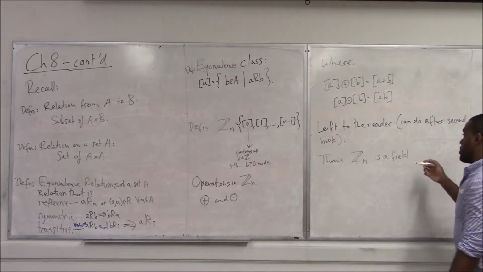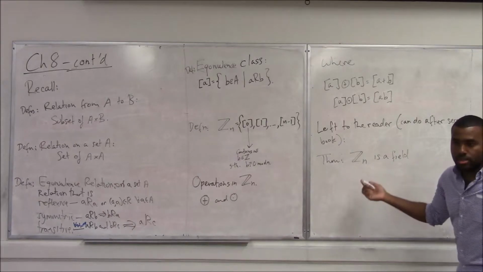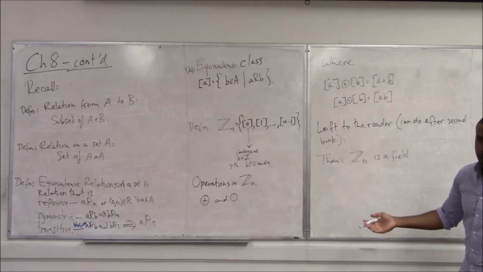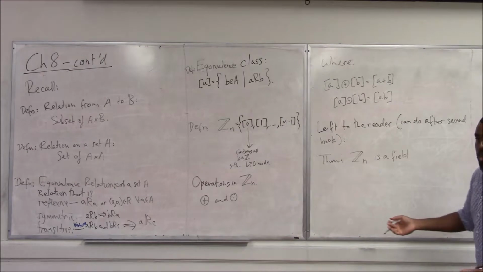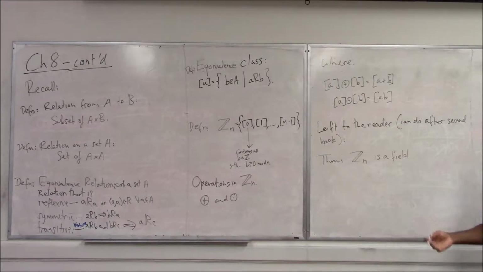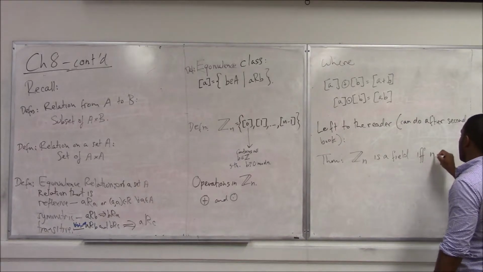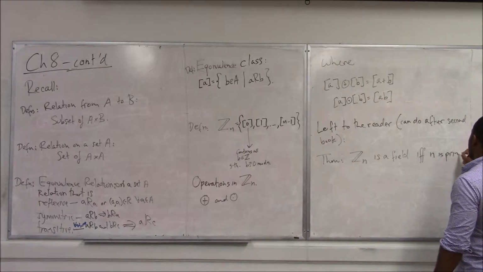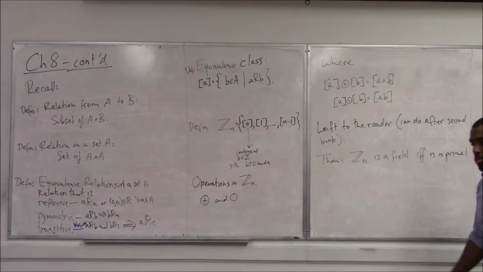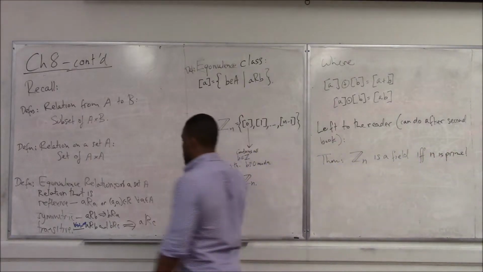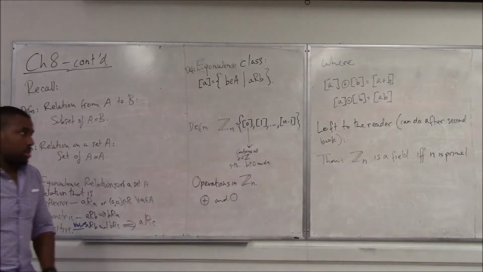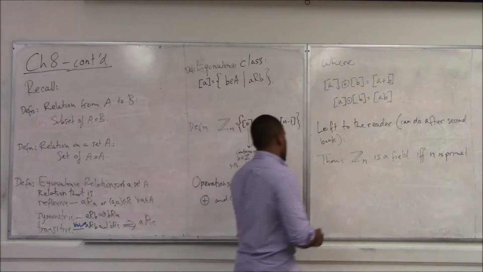Not all things are fields. So the integers are not a field, because if you divide two integers, you might not get an integer, whereas if you divide two real numbers where the denominator is not zero, you always get a real number. So things like that. So this is a field if and only if n is prime. We can show that. Won't prove that right now because we haven't really covered what we need to say that, but you can read ahead if you'd like.